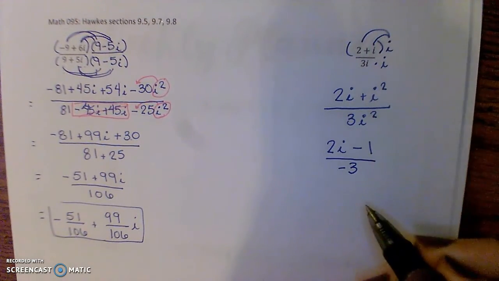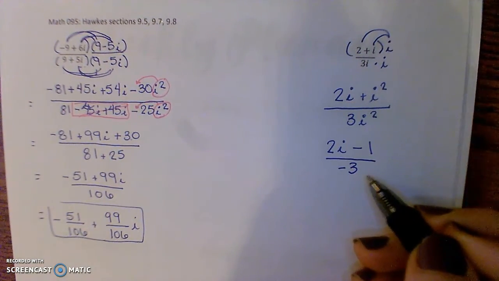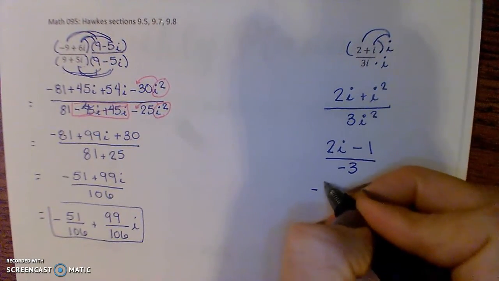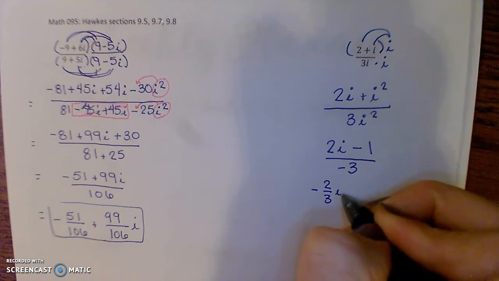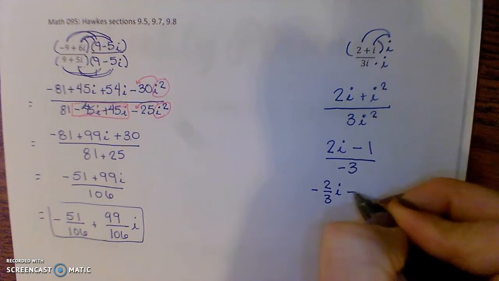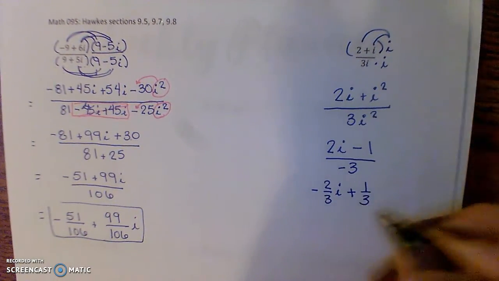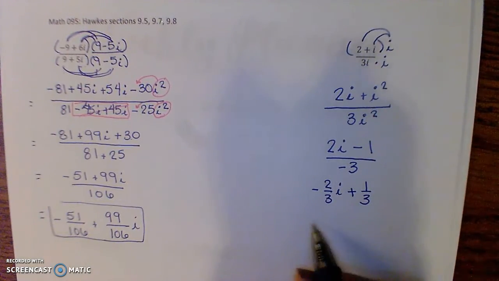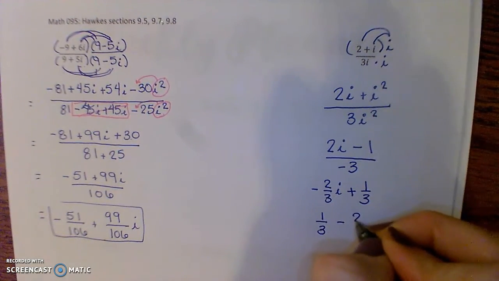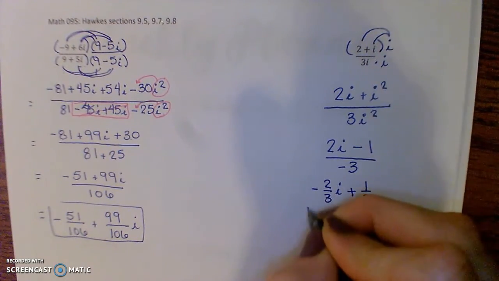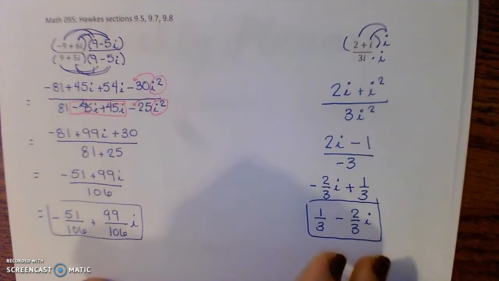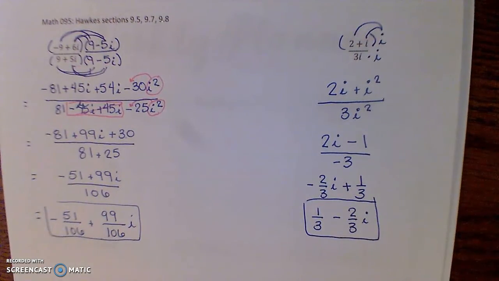Now you're done, because I no longer have any i's in the denominator, but I might like to just split up this fraction. So this is negative 2/3 i, because 2 over negative 3. And then minus 1 over negative, so plus 1/3. And then I guess usually we like to write the real part first and the imaginary part second. So this would be 1/3 minus 2/3 i. All right, so this is how we divide with complex numbers.